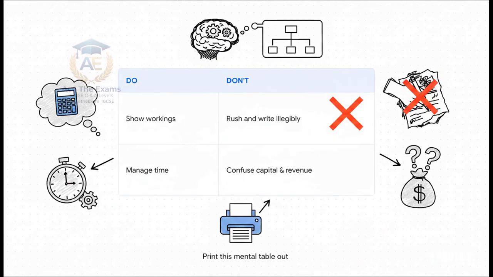So, the crucial point is to cement these absolute rules of survival. Do show all logical workings. Don't rush and write illegibly. Do manage your time strictly based on the weightage of the question. And do not ever confuse capital and revenue expenditure. Print this mental table out and keep it locked in your mind.